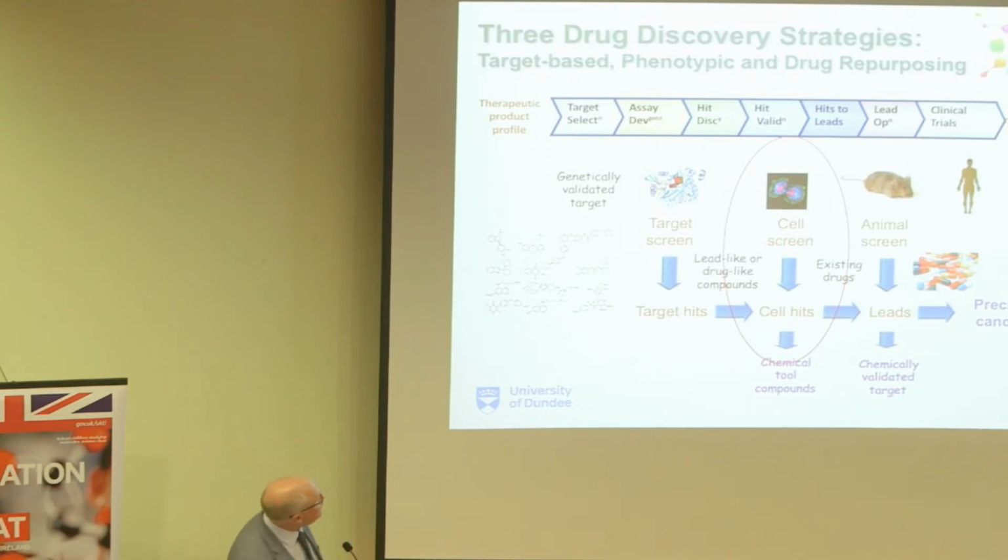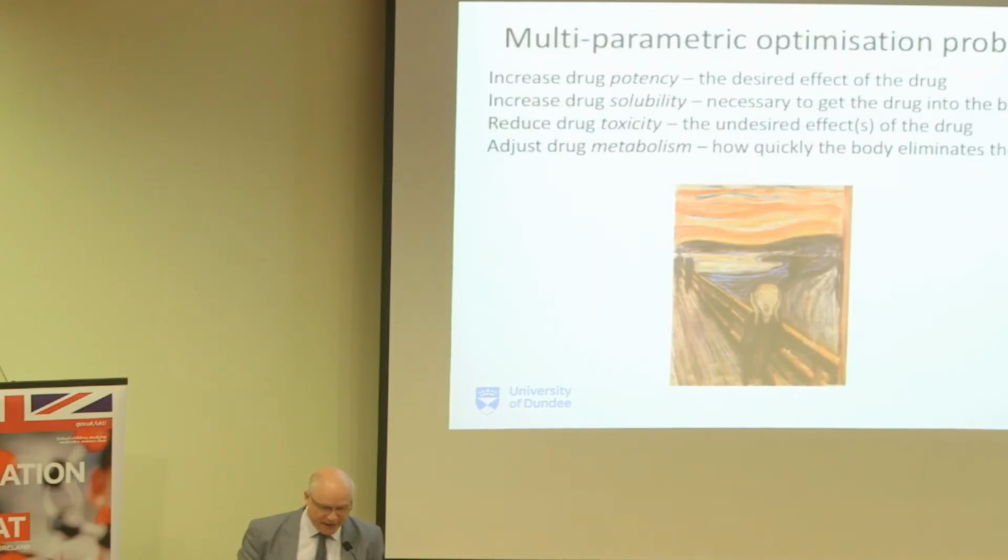So what we did in this particular case was we did what's called a cell-based screen. We took the parasites themselves, screened them against lots of compounds, got cell hits, compounds which killed the cells in culture, and developed those through to leads and through to preclinical candidates. And that sounds all very, very easy, but there's a lot of problems involved with doing drug discovery because it is a multi-parametric optimization problem. That sounds really bad, and it is really, really bad, because you have to do 4 things simultaneously.